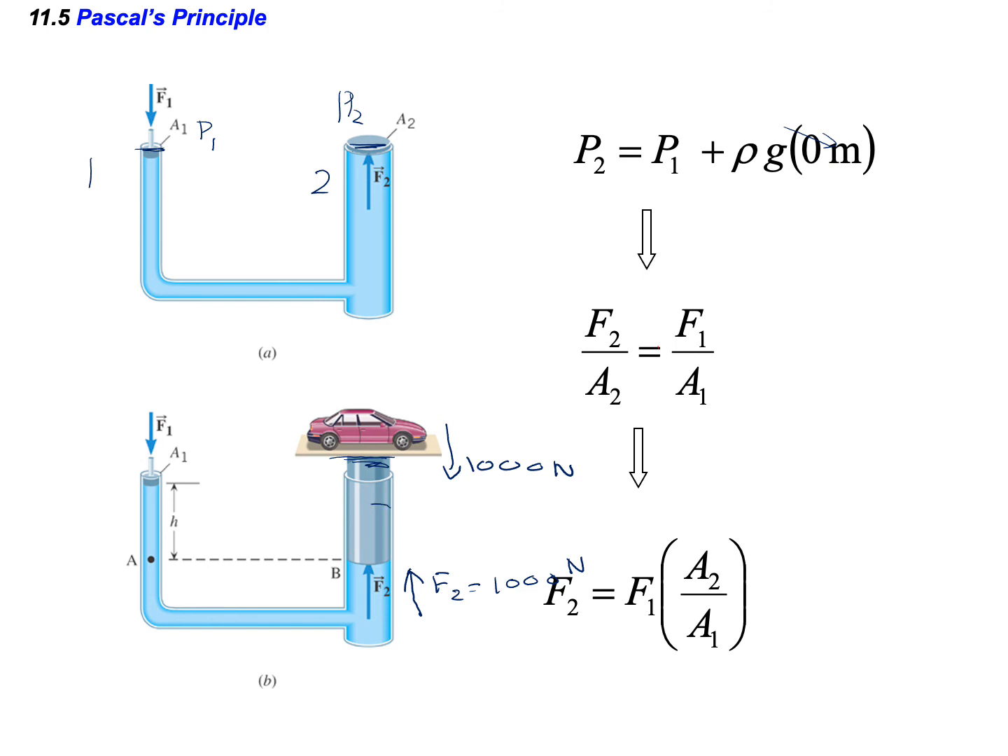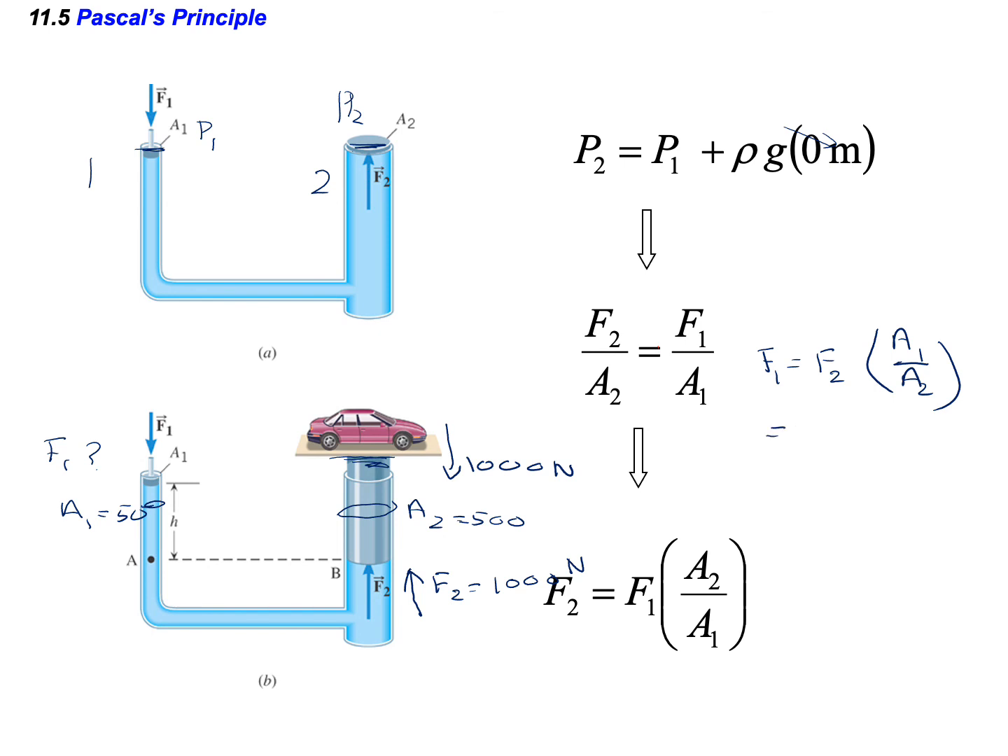Let's say the cross-section area A2 over here, this side, is equal to 500. And let's say the cross-section area A1 is equal to 50. So what is the force 1, or the force you need to keep this car at this level? If you use the same equation, I can rewrite force 1 is equal to force 2 times A1 over A2. I just rewrite this equation because I need to solve for F1.